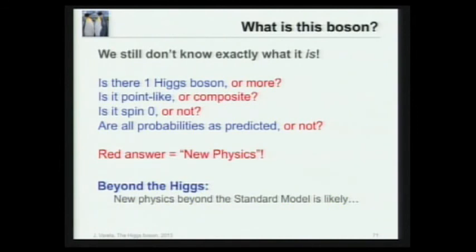Are all the probabilities as predicted? The production probabilities, the decay, these branching ratios in the different five channels? Well, or not? Within 20 to 50% error, yes, but we need to be more precise, go below 5% to be more affirmative. And this will take years. Of course, the red answer here means new physics.